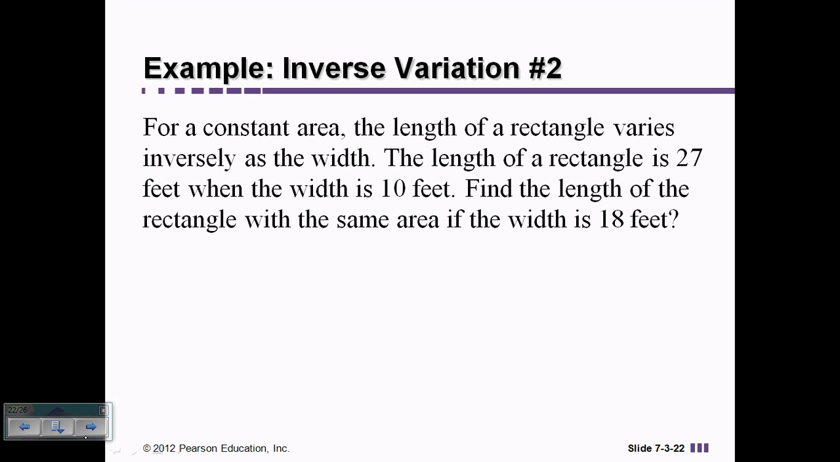All right, so here's another one. For a constant area, the length of the rectangle varies inversely as the width. So as soon as you see that again, you know that you're looking at this formula, y equals k over x.